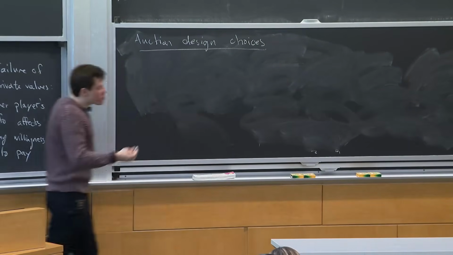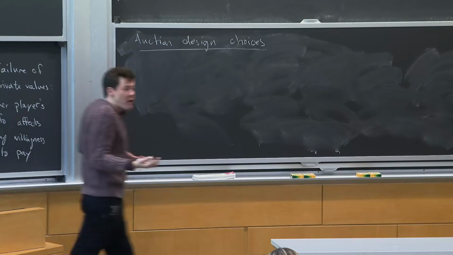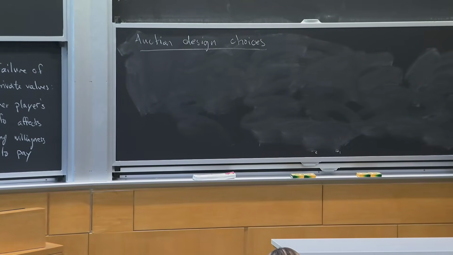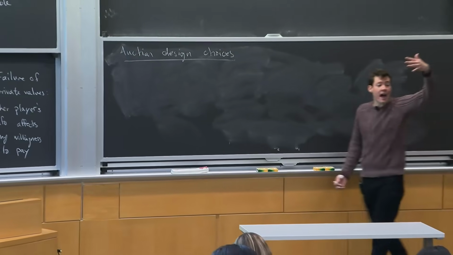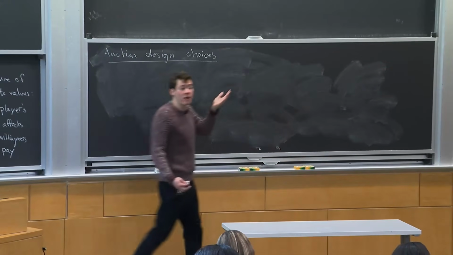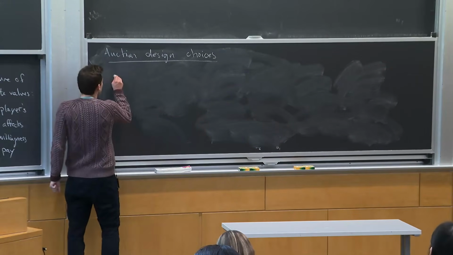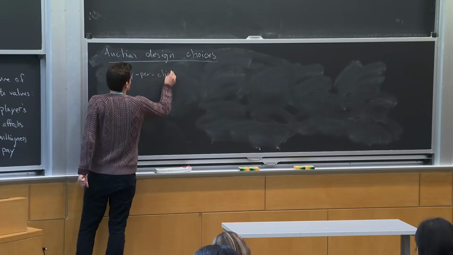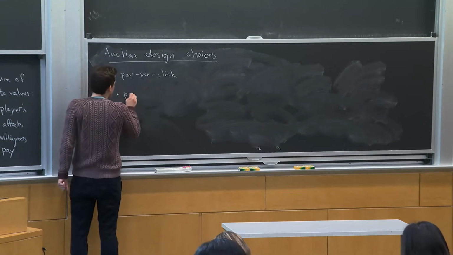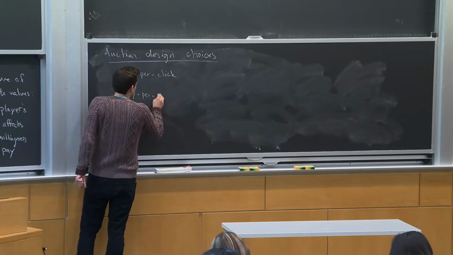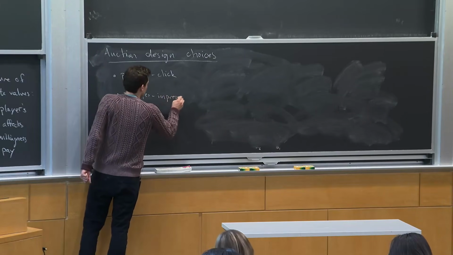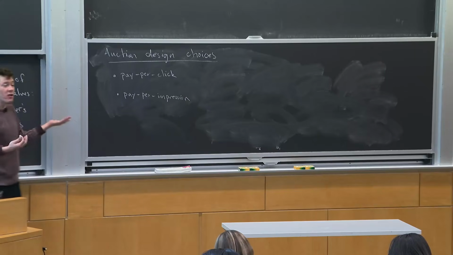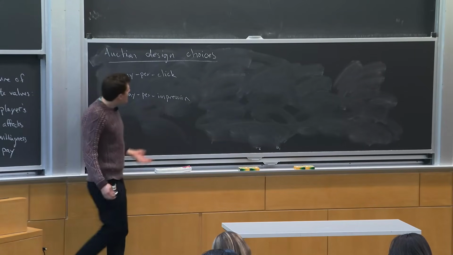So one first choice is, well, I'm going to ask people to pay me, but am I going to ask them to pay me every time someone clicks on the ad? Or am I going to ask them to pay me just every time the ad is shown? These are two common models for these auctions. One is called pay-per-click, and one is called pay-per-impression. An impression means the ad is shown to someone, but may or may not be clicked on.